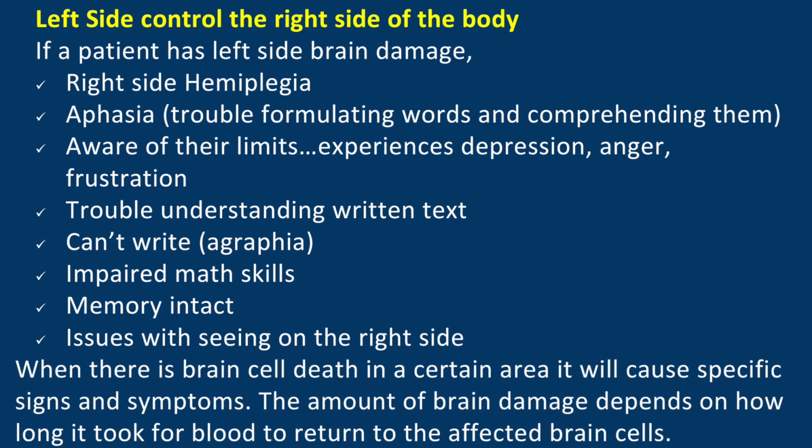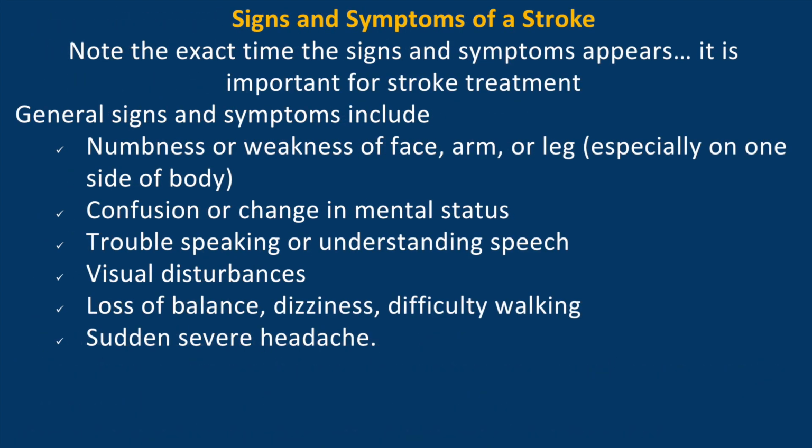When there is brain cell death in a certain area, it will cause specific signs and symptoms. The amount of brain damage depends on how long it took for blood to return to the affected brain cells. Next, we will see signs and symptoms of a stroke. We have to note the exact time the signs and symptoms appear. It is very important for stroke treatment.